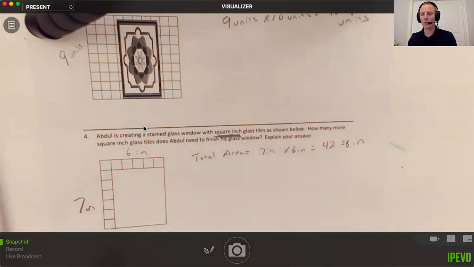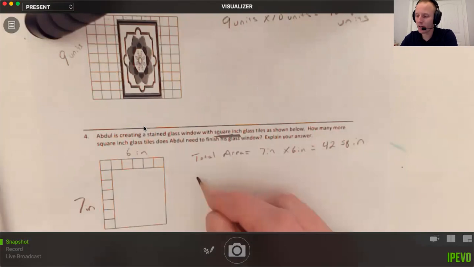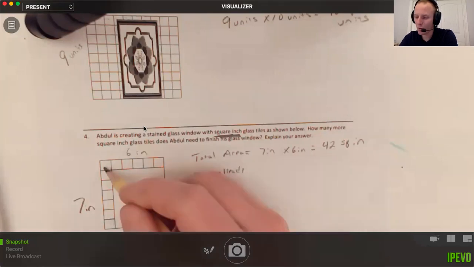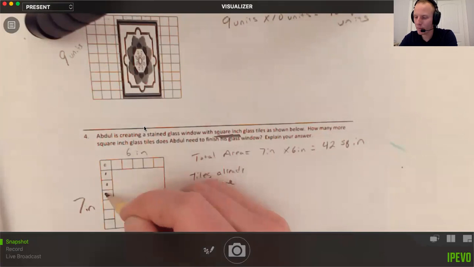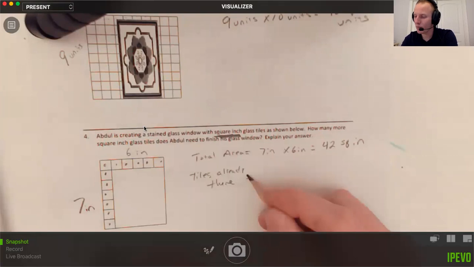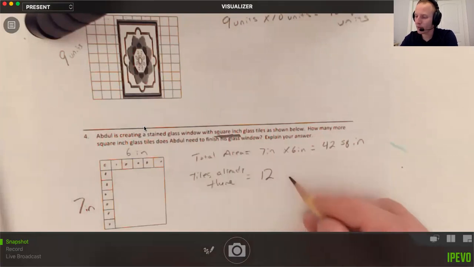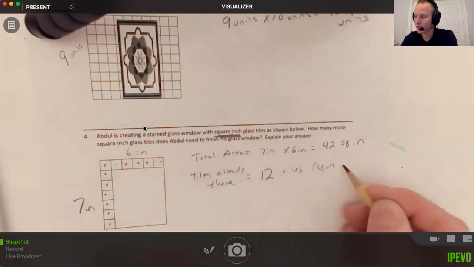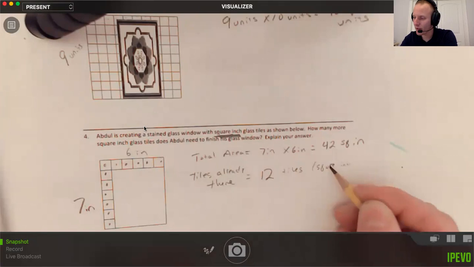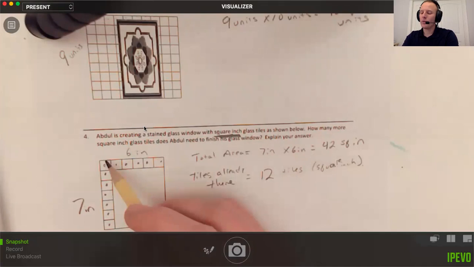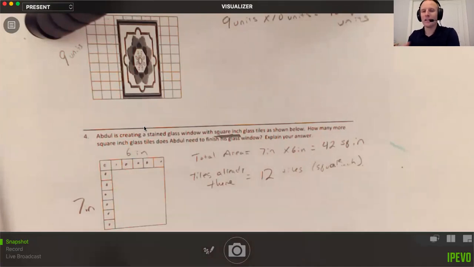Now he's already put down some tiles. So I need to say tiles already there. Well, he has 1, 2, 3, 4, 5, 6, 7, 8, 9, 10, 11, 12. 12 tiles. Or 12 square inches, because each one's a square inch. Now, when you, never mind, we'll talk about that part in class. That's going to get too complicated for the video.